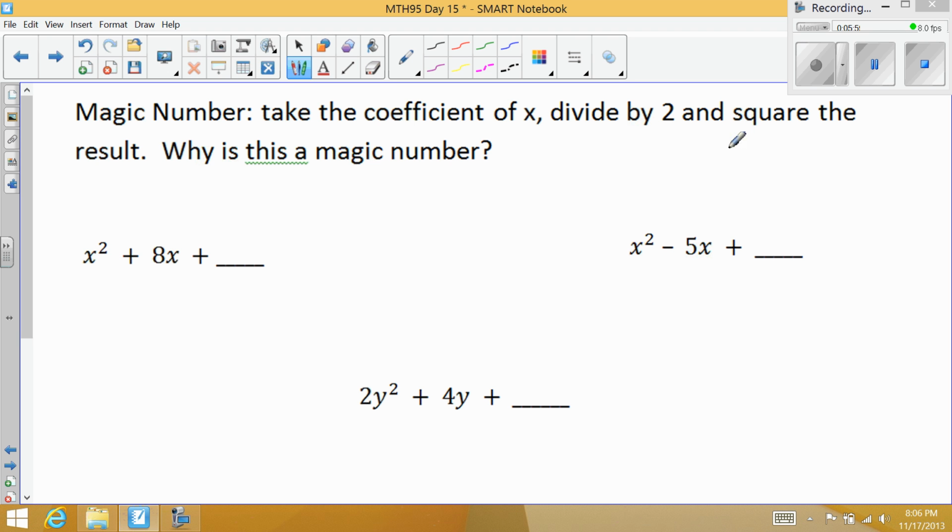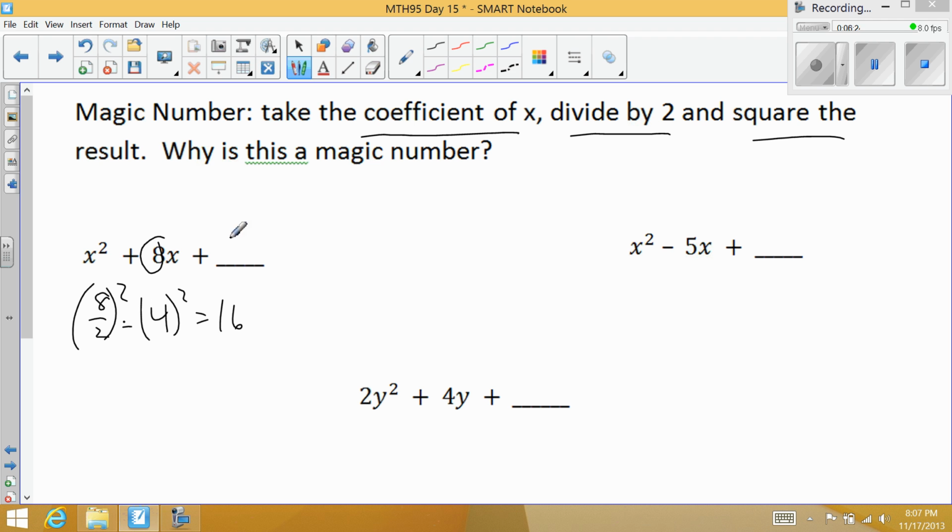So let's go through a couple here. First example, I just have x squared plus 8x plus what? What I want to do is take the 8, that's my coefficient of x, and divide it by 2. 8 divided by 2 is 4. Then I want to square the result. So 4 squared is 16. That's my magic number for this one.